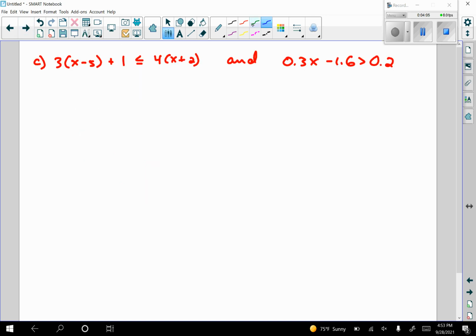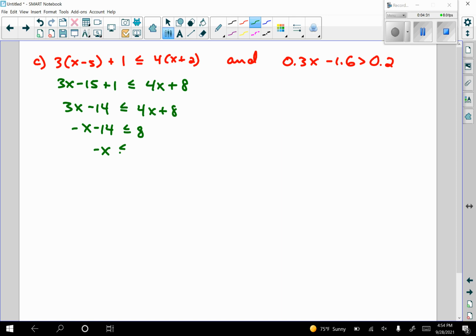All right, for C, now this one says AND. I want to start by distributing this. So we'll get 3x minus 15 plus 1 is less than or equal to, distribute over here, 4x plus 8. Let's go ahead and just combine these numbers. So we get 3x minus 14 is less than or equal to 4x plus 8. This time, I'm going to subtract 4x. So we're going to get negative x minus 14 is less than or equal to 8. I'm going to add 14. So we get negative x is less than or equal to 22.